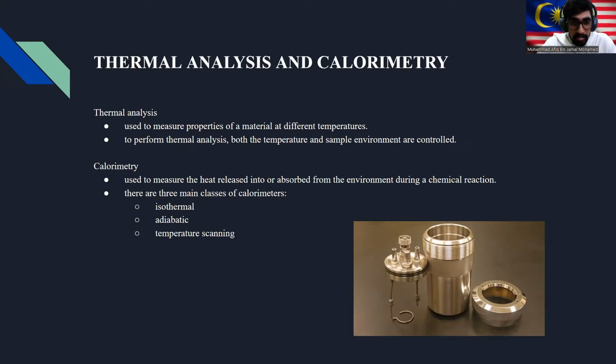As for calorimetry, it is used to measure the heat released into or absorbed from the environment during a chemical reaction. Calorimetry can be divided into three main classes. There is isothermal, which uses a heat sink to keep the reaction environment at a constant temperature as the reaction occurs. And then there is adiabatic. Adiabatic allows reactions to change the environment, and the change in temperature is measured as time goes on. And finally, temperature scanning, which requires the increase in the temperature of a sample being tested and a reference sample as it is determined.